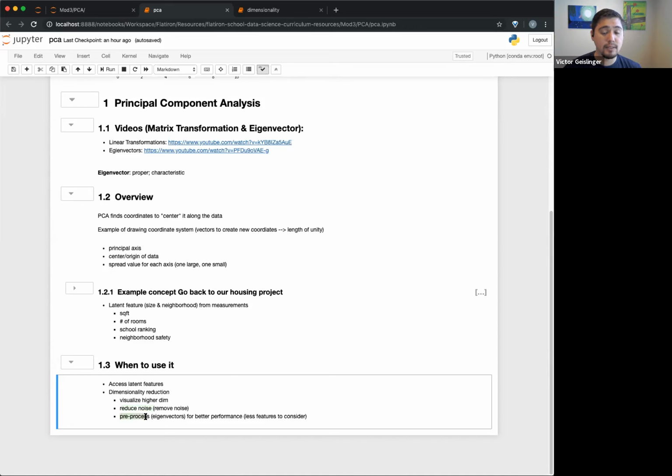And then again, pre-processing, right? We can pre-process for better performance. Because we have fewer features, we don't have to have the computer work as hard, which can be super useful when we're doing a lot of machine learning algorithms where essentially the computer is more or less tweaking things dependent on the cost function. So as you want to decrease the cost, the loss, as much as possible, you keep iterating over and over.